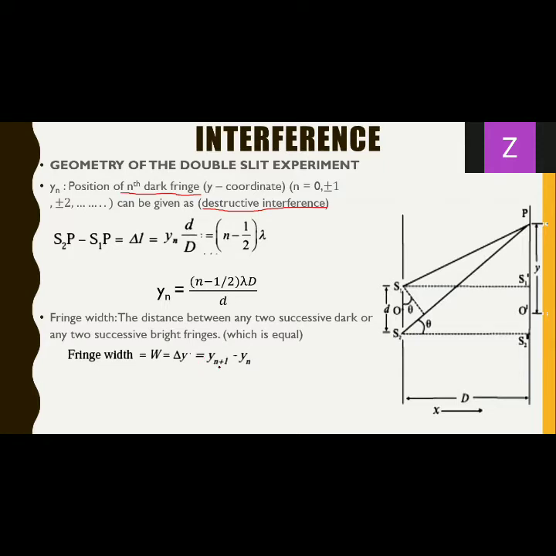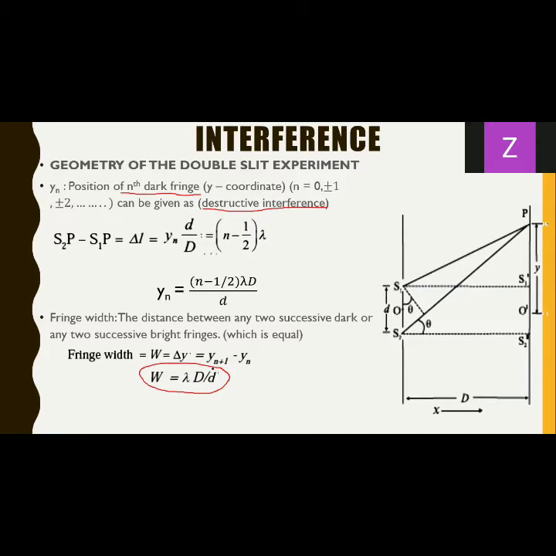So now we have the formula for yn, we can apply it for n plus 1 as well. Doing that, we get the formula W is equal to lambda D upon d, where W stands for the bandwidth or fringe width, lambda is the wavelength of incident light, capital D is the distance between slits and the screen, and small d is the distance between two slits.